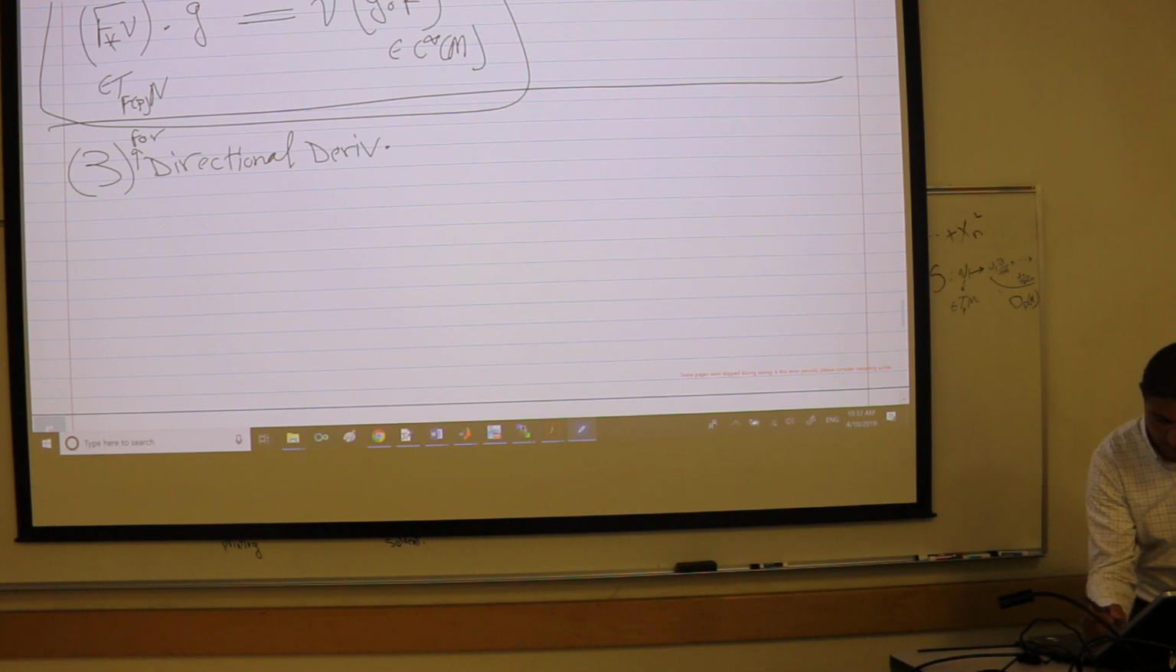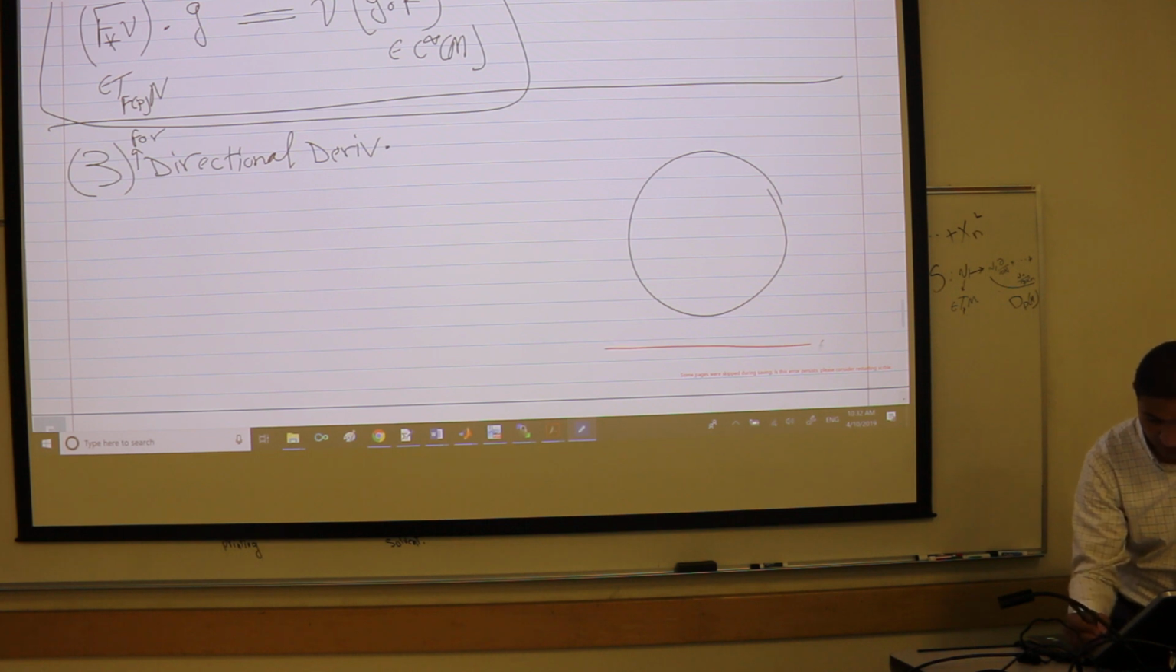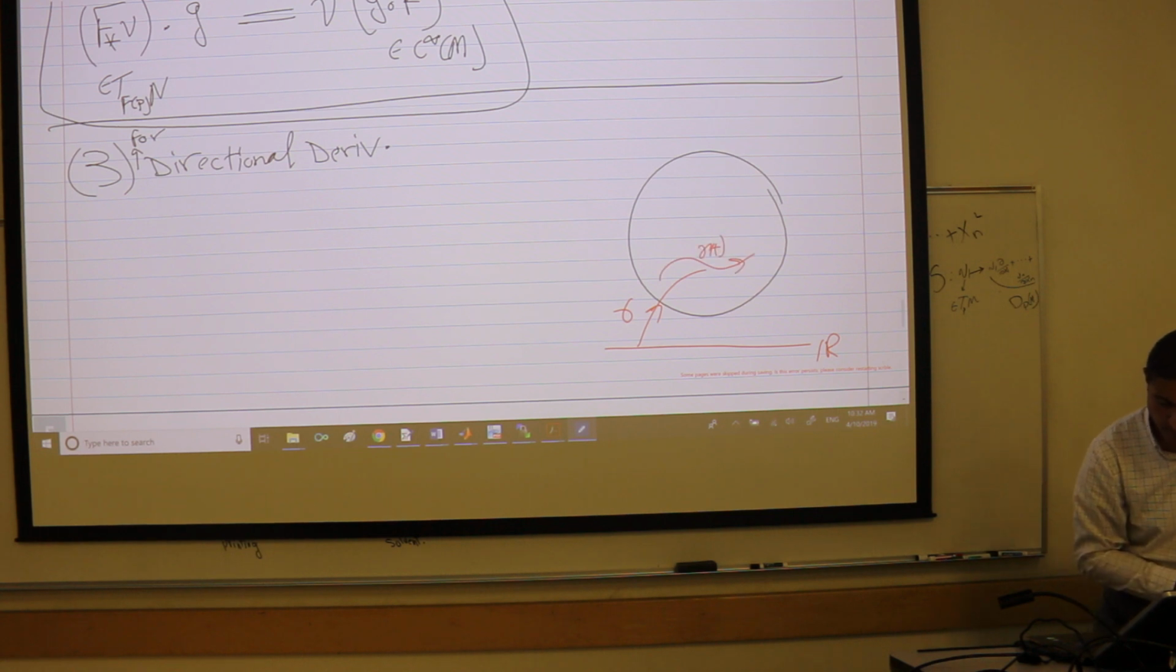I have here my manifold. I have the curve gamma of t. So this is 0. This is gamma prime of 0. And I have F.